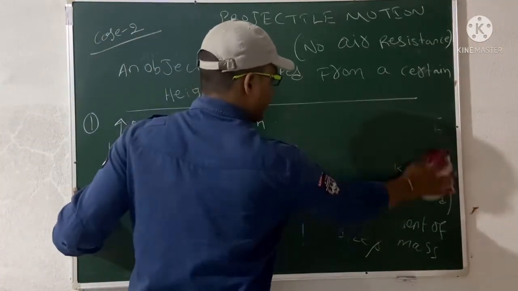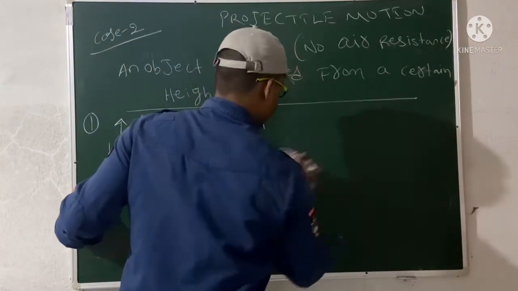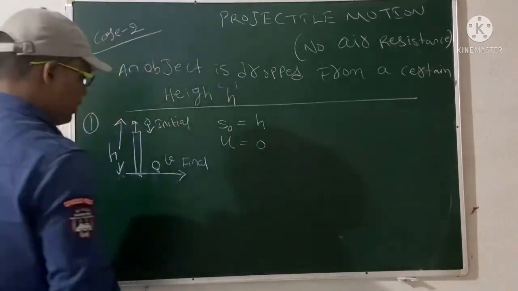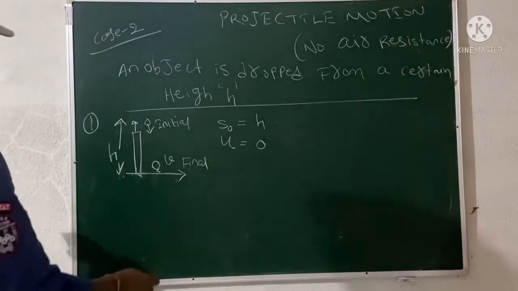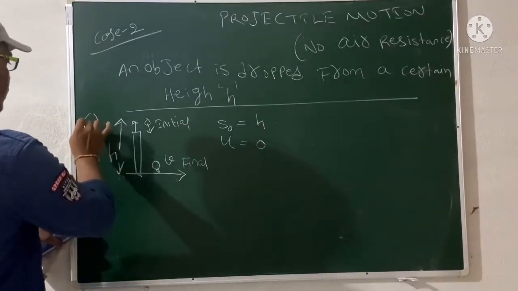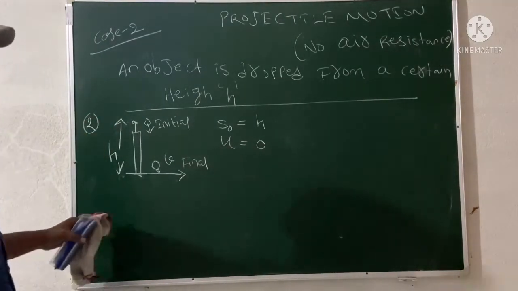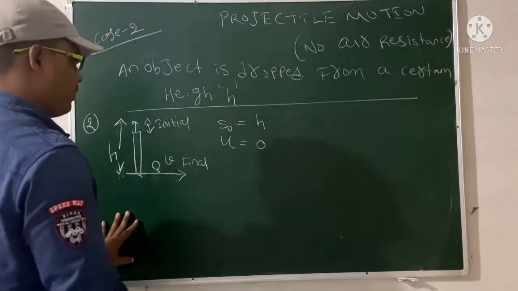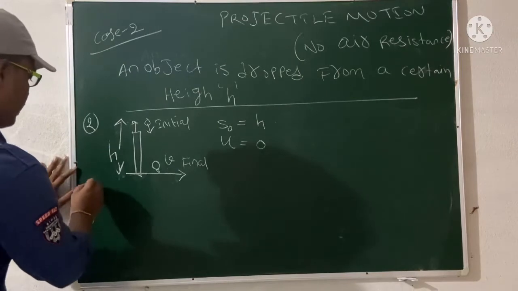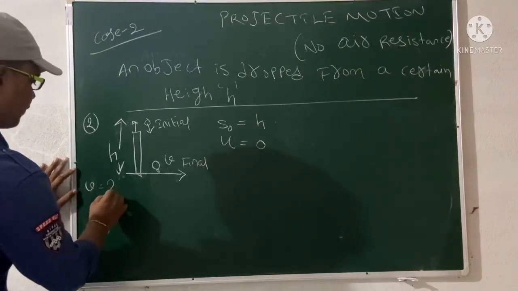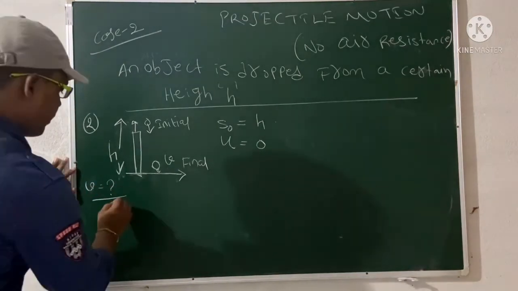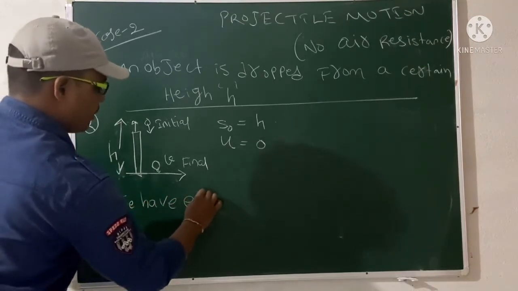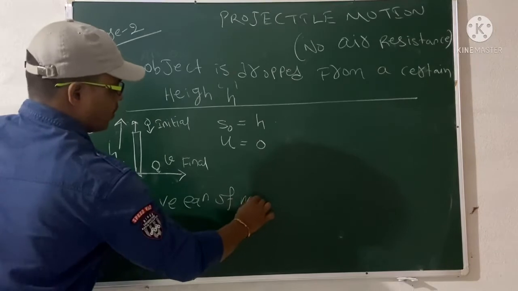So what is the second case? In the second case we will discuss the final velocity. So remember, this is the second case. What will be the final velocity? What is the expression of v? So what is v? Remember, again we have the equation of motion.